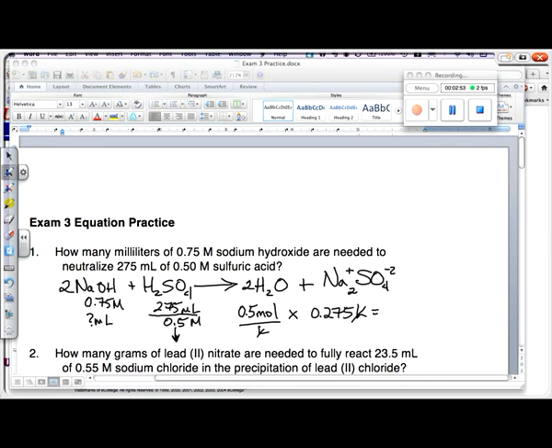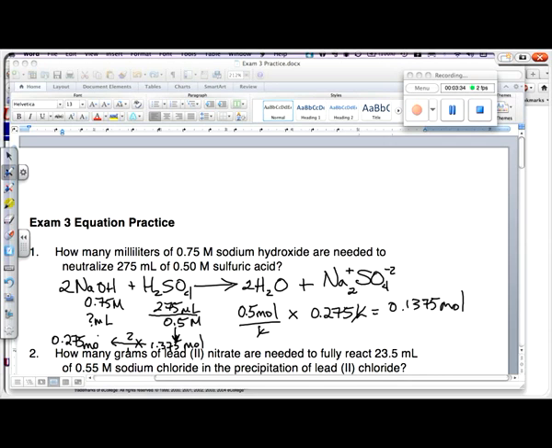So 0.5 times 0.275, 1.375, or 0.1375 moles. I will worry about significant figures at the end. So 0.1375 moles, moving to the question, times 2/1. And the number of moles of sodium hydroxide I need is 0.275 moles.